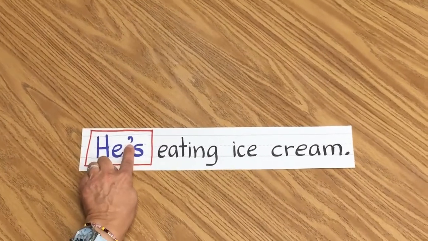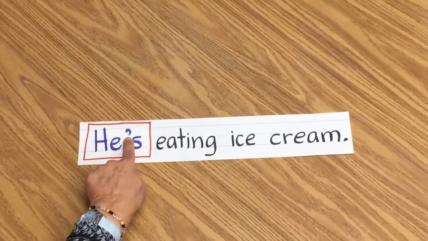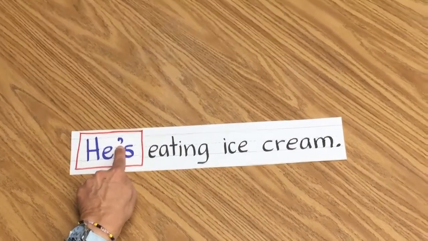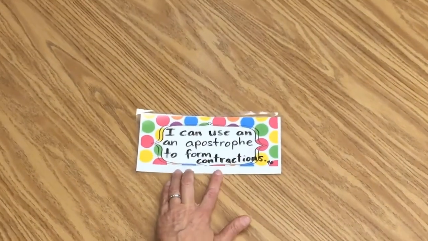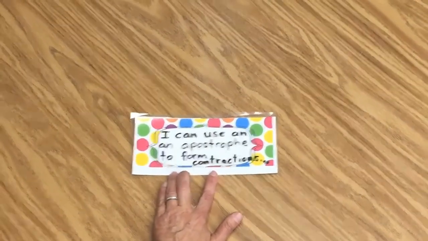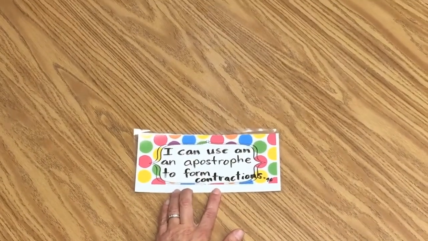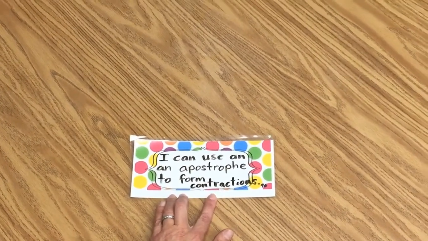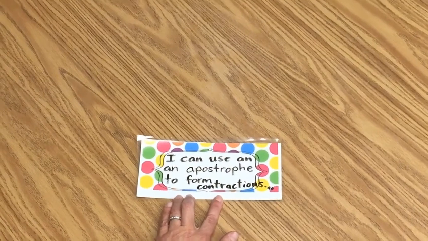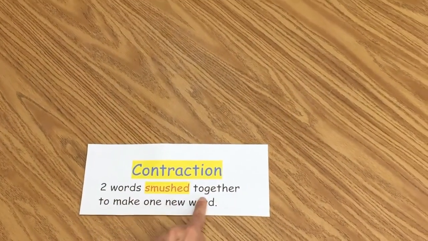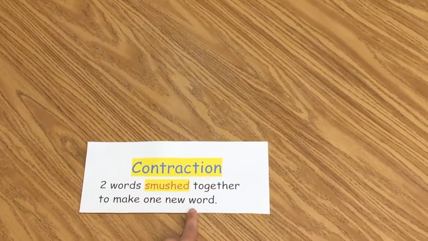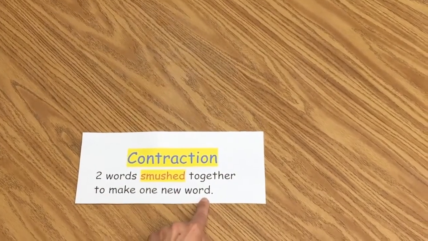Do you remember what this is called? You're right. It's called an apostrophe. Say it again, apostrophe. So remember, what was our I can statement for the day? I can use an apostrophe to form contractions. One more time. I can use an apostrophe to form contractions. And remember what a contraction is? A contraction is two words smushed together to make one new word. Thank you. We'll see you tomorrow.